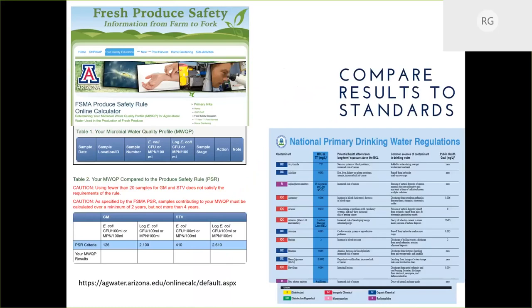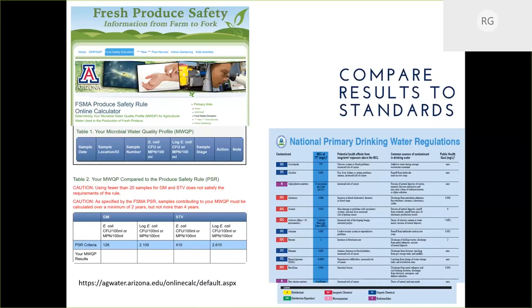So there are a number of different standards for water. And again, this depends on the type of water that we're talking about. For agricultural water, we're usually using the FSMA standard. For FSMA, the geometric mean, which is again a type of average, has to be at or below 126 colony forming units per 100 milliliters.